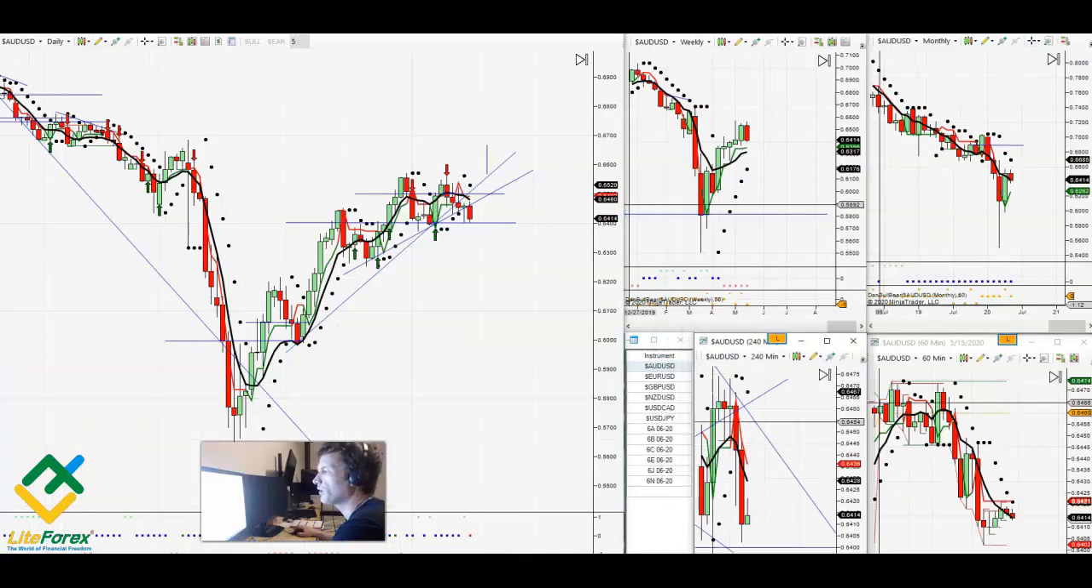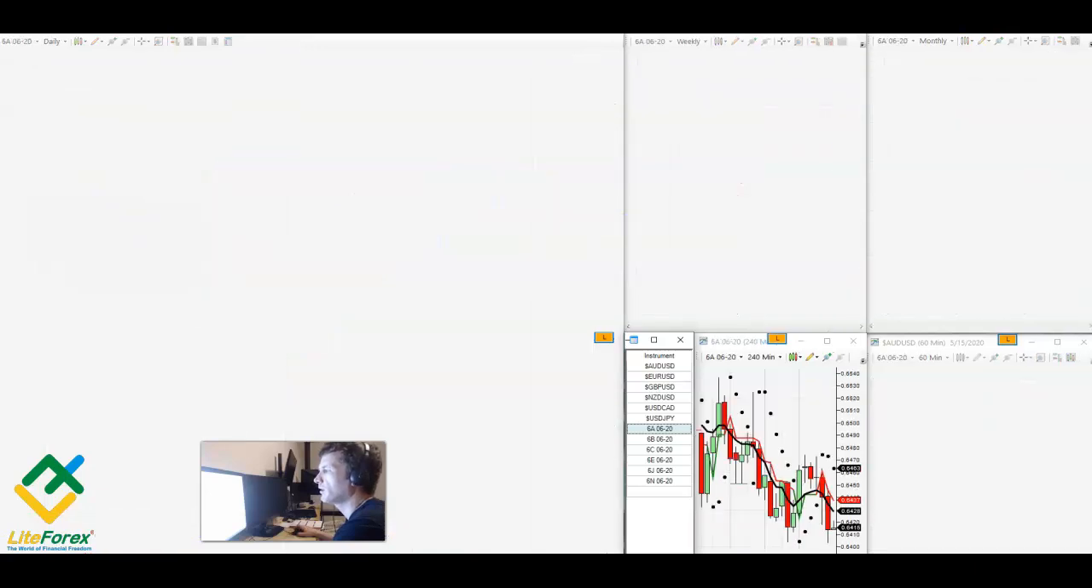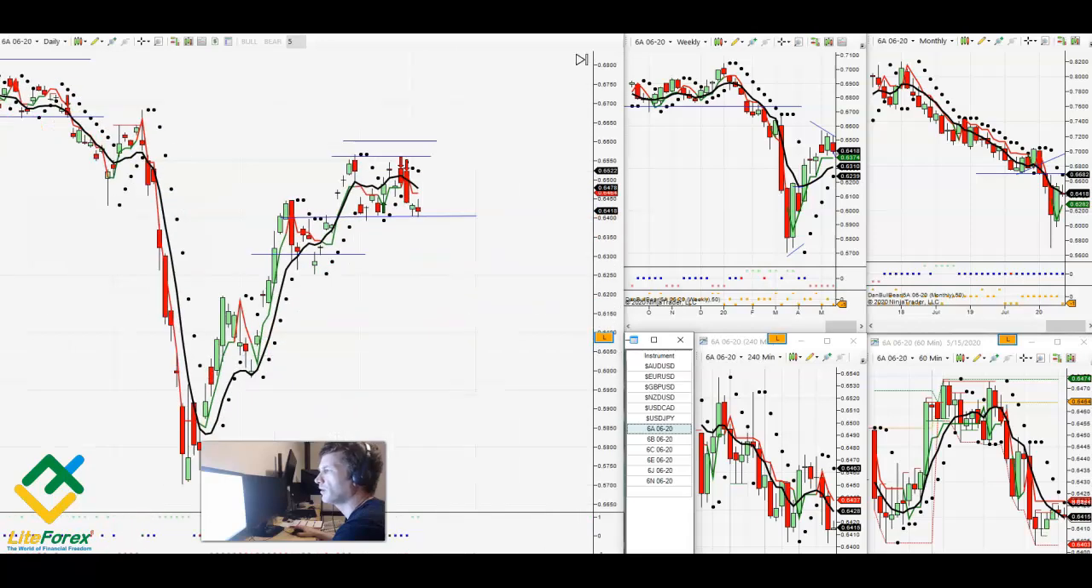Look for 6,400 to be taken out. Let's take a look and see what the futures are saying. So there it is. We're right at that 6,400 support price. And we do have a gap.